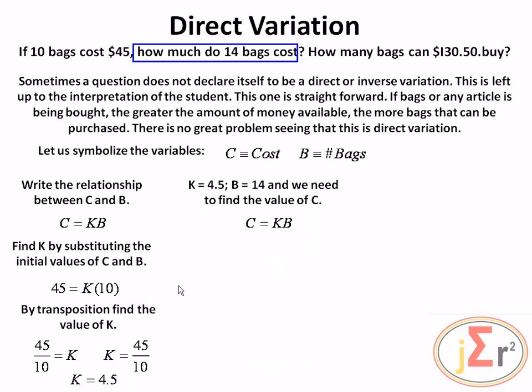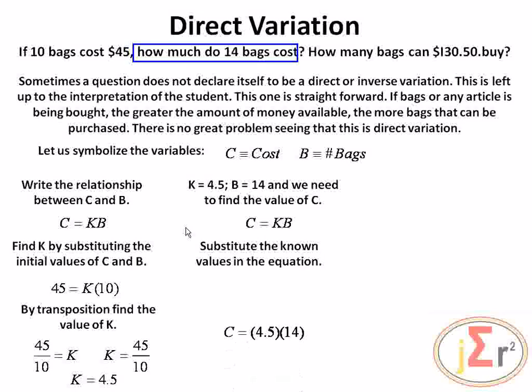k is equal to 4.5 and b is equal to 14. And we need to find the value of c. So here we have how much do 14 bags cost. So we have the value of the constant and we have the number of bags. So all we need to do now is to determine the cost. Put those in, substitute the known values in the equation. So k is 4.5 and the number of bags is 14. No problem, just multiply 4.5 by 14 and c is equal to 63.